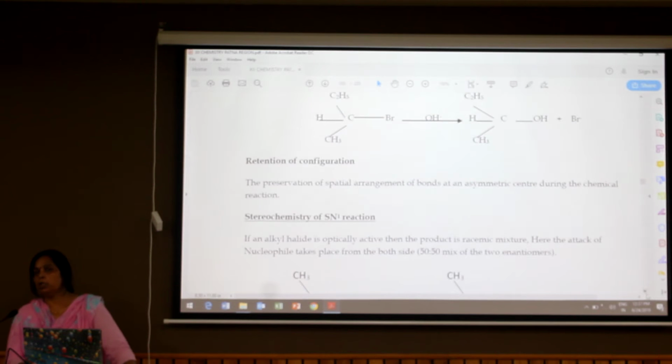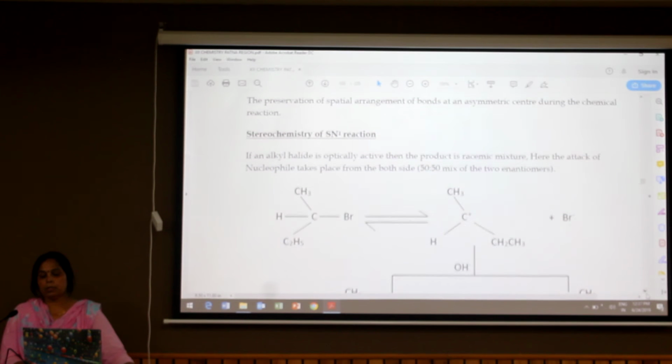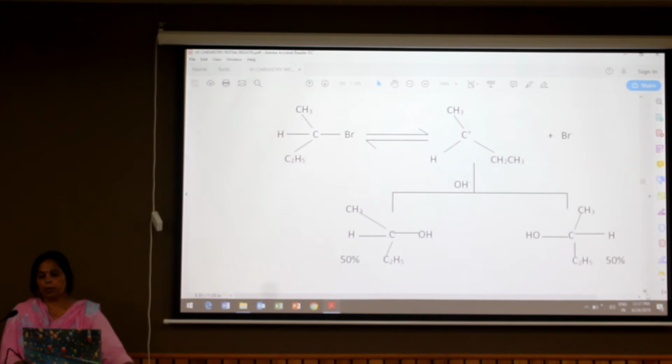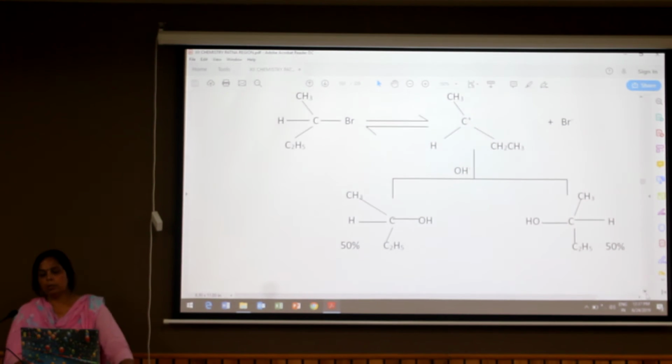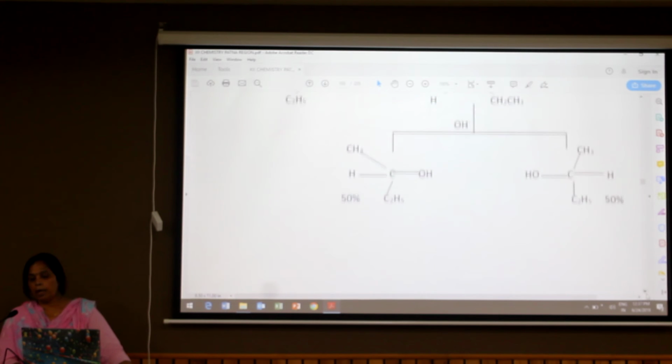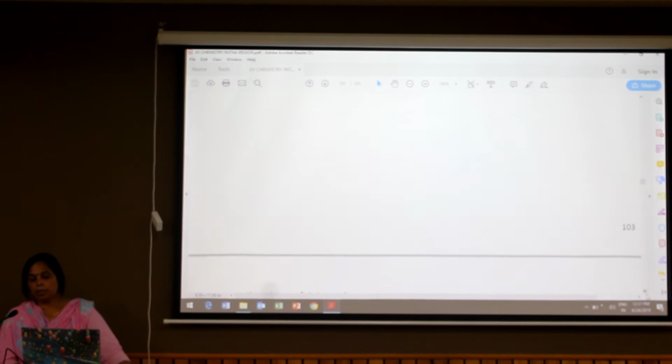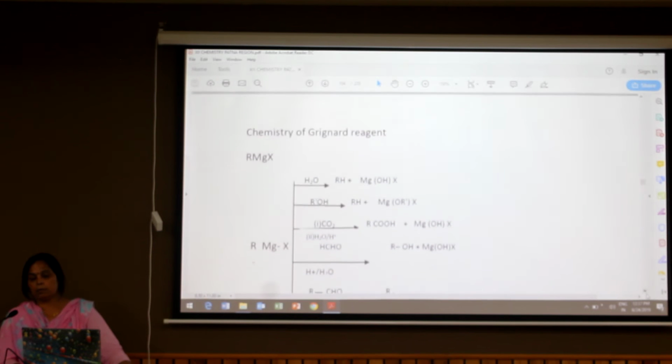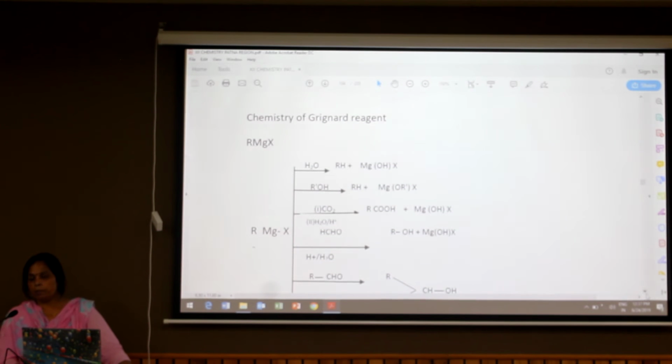Now we come to retention. Retention means the position of the stronger nucleophile is not changed after the removal of the halide ion. So we can say that SN1 is a retention mechanism. This is the mechanism of SN1. First of all it breaks, which is the slow step, and then the nucleophile attacks, which is the fast step. Then we get the product. So this is a first order reaction.